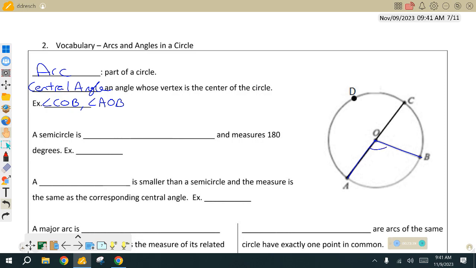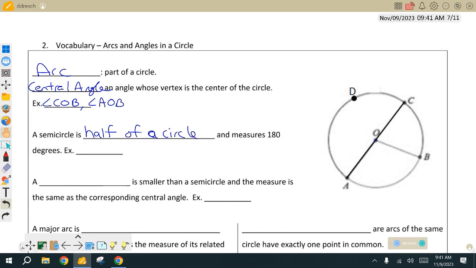Now, what we also start doing here is cutting up this circle into different types of arcs, and there are 3 different types of arcs, all in relation to a semicircle. When we say a semicircle, what comes to mind? Half a circle, duh. A semicircle is half of a circle.